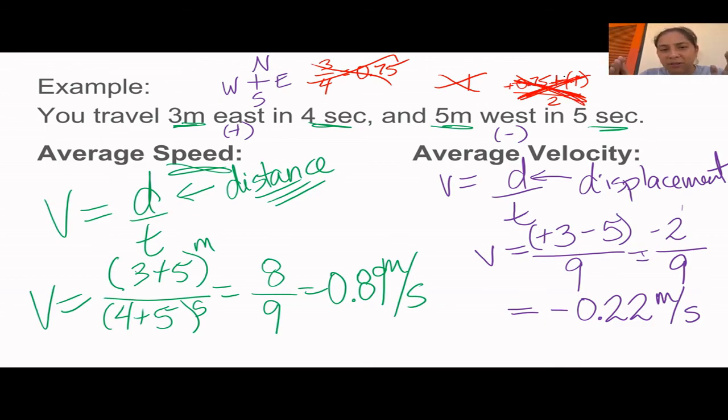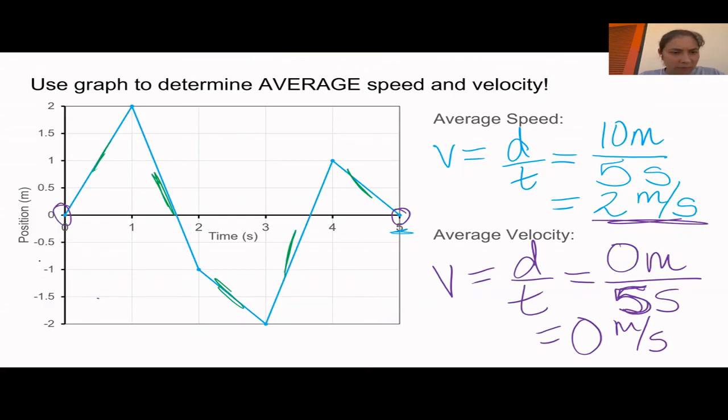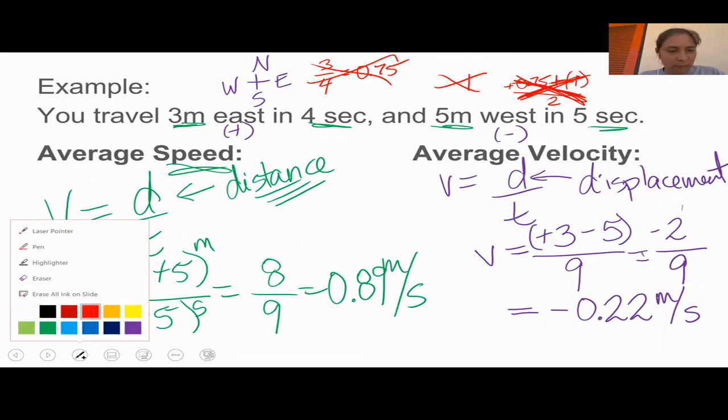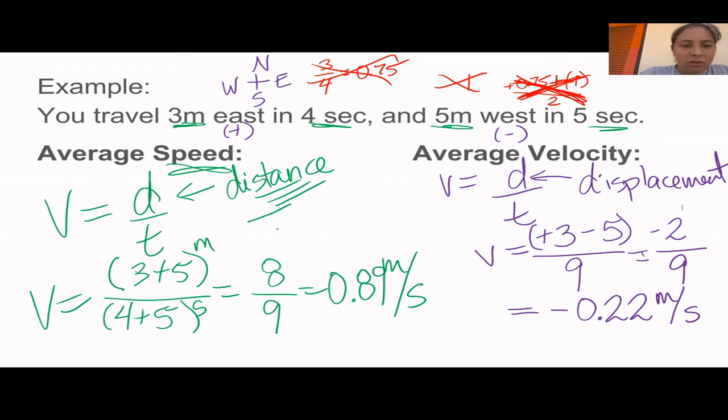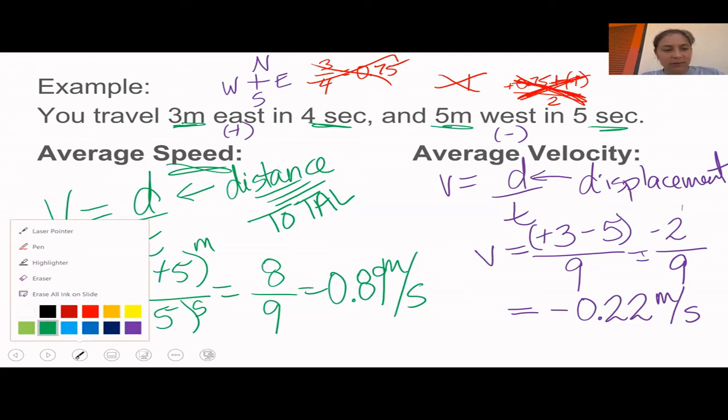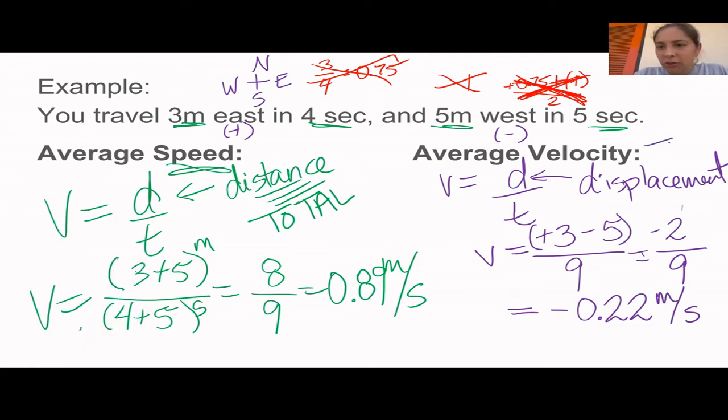Don't find the individual speeds or the individual velocities and then average those numbers together. No. We've got to do totals. So re-emphasizing here. Total distance. Total displacement over time.